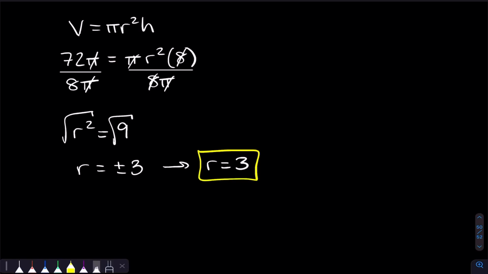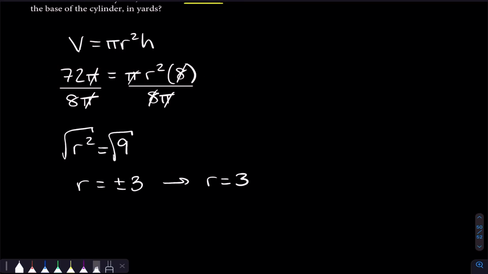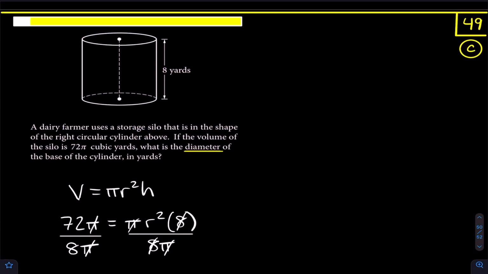No. No, it is not, because remember, we are talking about the diameter here. That's what we need. So remember that the diameter is twice the radius. So we need to multiply that radius by 2, and that'll give us that the diameter is 6. And that's the correct answer here. All right, so that is problem 49.